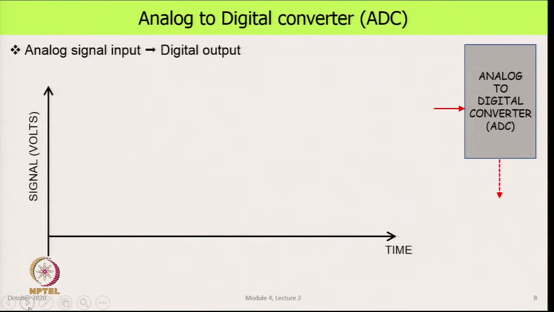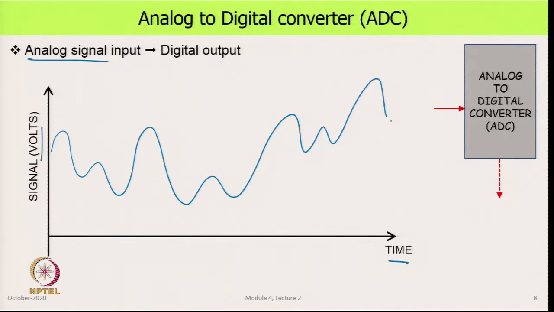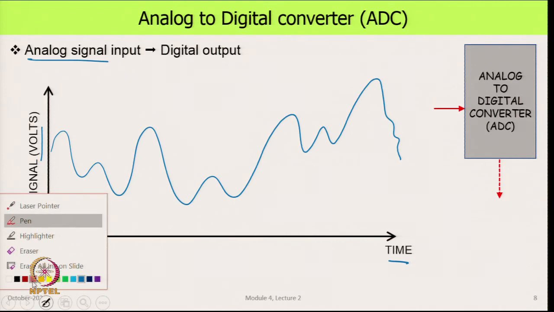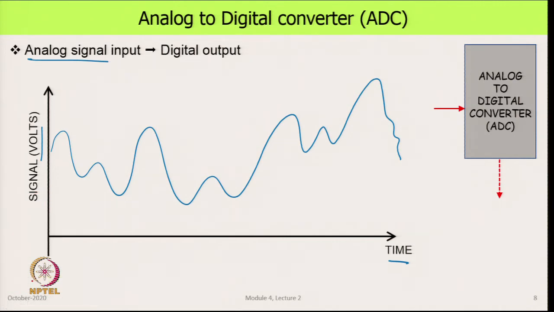Now, let us see what is an analog to digital converter. So, what this does is that your input signal is analog. So, if I have time on this axis and I show the strength of the signal on this side, then the analog signal could be something like this. And this becomes a digital signal, which means that instead of what this signal had, which is that at every point the value of the signal is known.